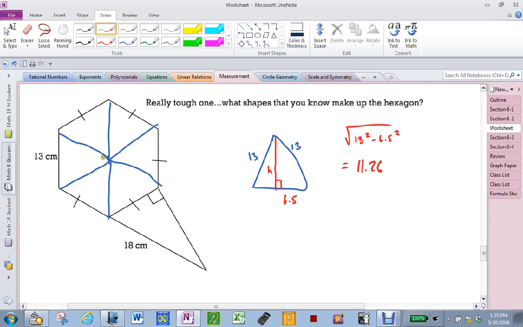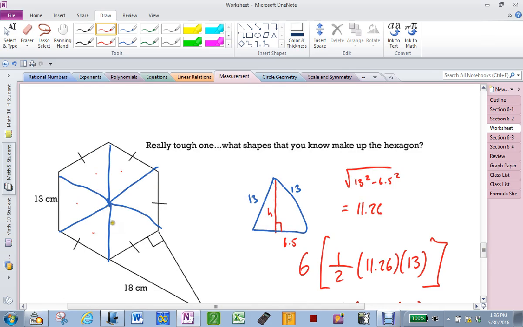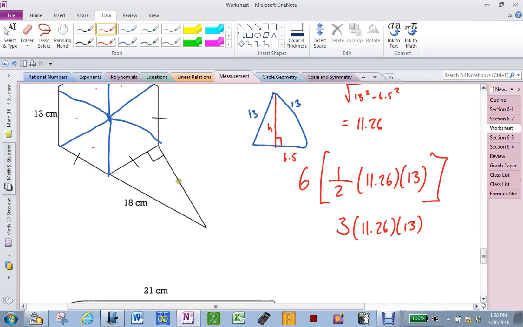And there's six of them, yeah? So one of them would be 1 half times 11.26 times 13, correct? But there are how many of them? 1, 2, 3, 4, 5, 6. So what do I do with 6 times a half? 3. So 3 times 11.26 times 13. That gets me this, doesn't it? But I also have to add this, right?